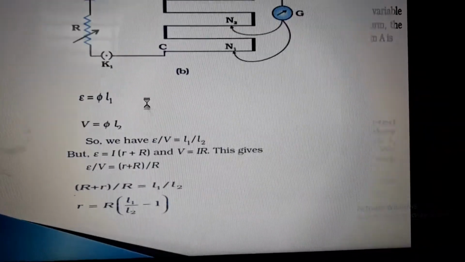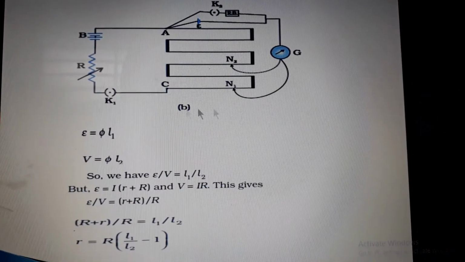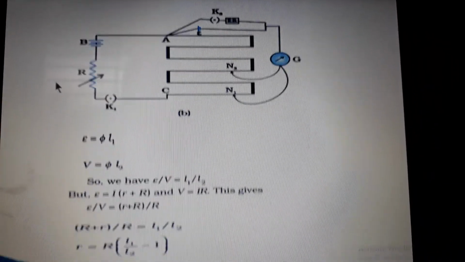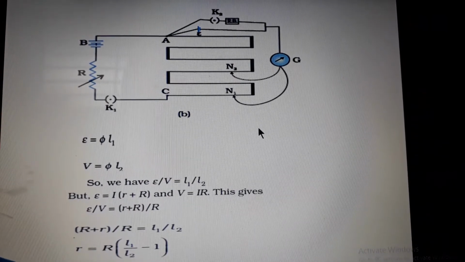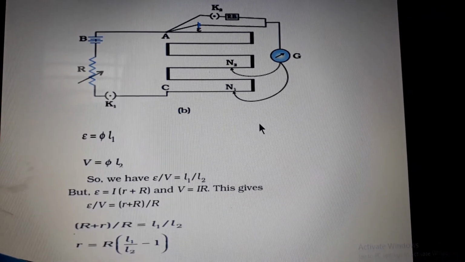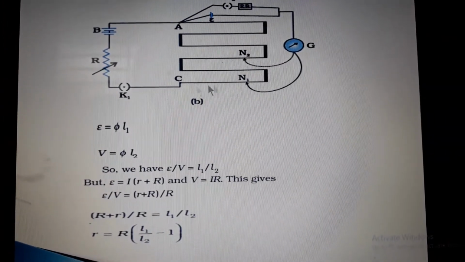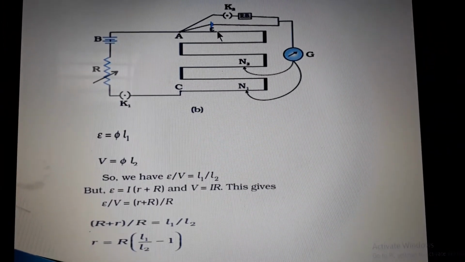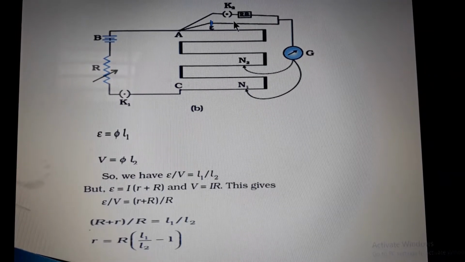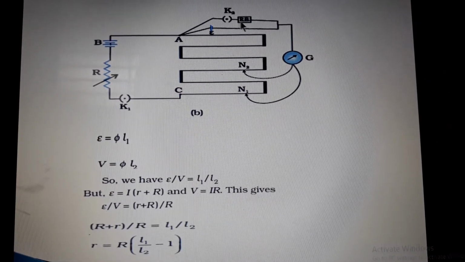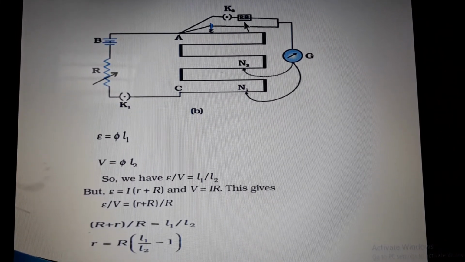Now this circuit is used to find the internal resistance of a cell. So how can you find the internal resistance of a cell? Same circuit diagram, just change it here. This is the power supply E, and here key K2 and here RB, the resistance box.